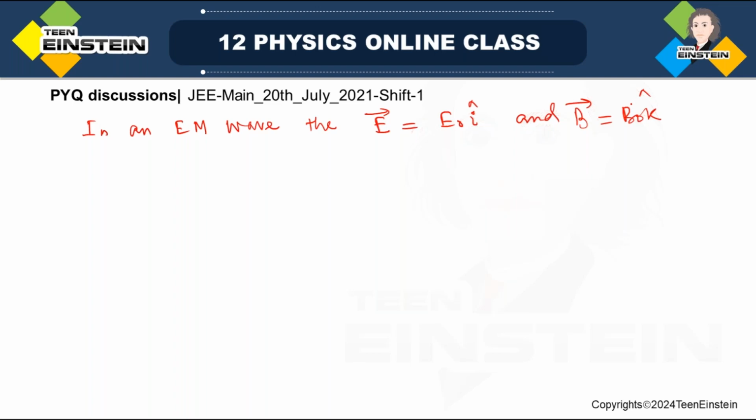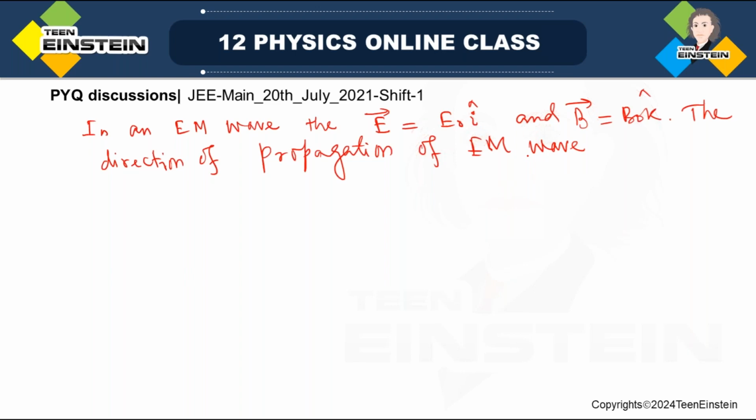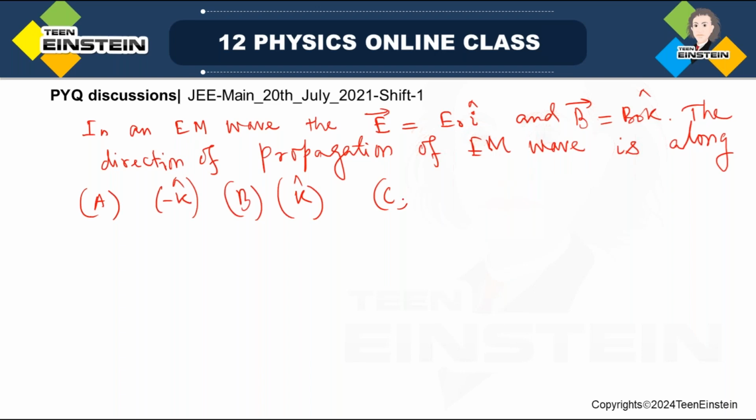Respectively. The direction of propagation of the EM wave is along: option A, minus k cap; option B, plus k cap; option C, along minus j cap; option D, j cap. So we have to find out the direction of propagation of the EM wave.